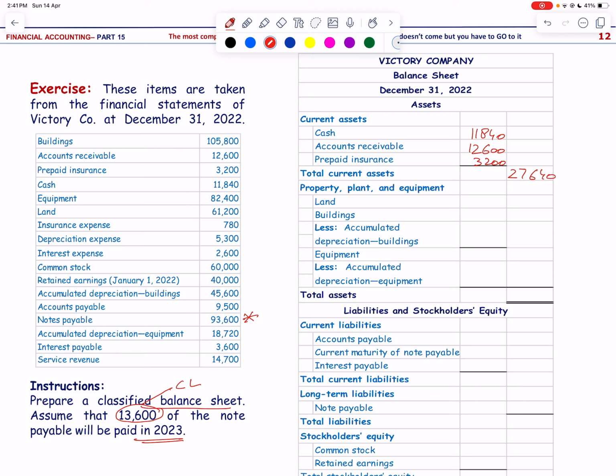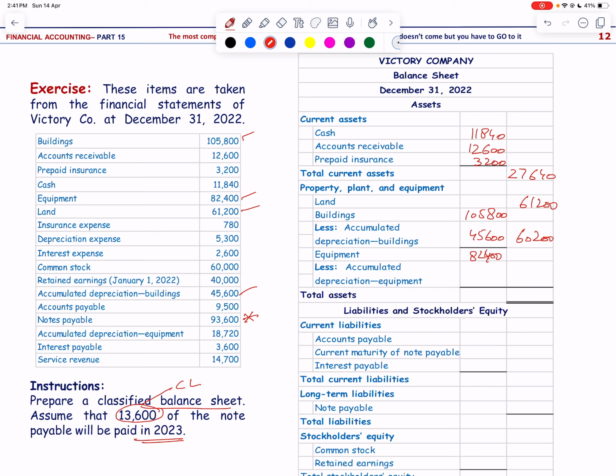Then we have land. Land is 61,200. And then we have building, and building is 105,800. From this we will subtract the accumulated depreciation on the building, 45,600, so that makes a balance of 60,200. And then we have equipment, and equipment is 82,400.